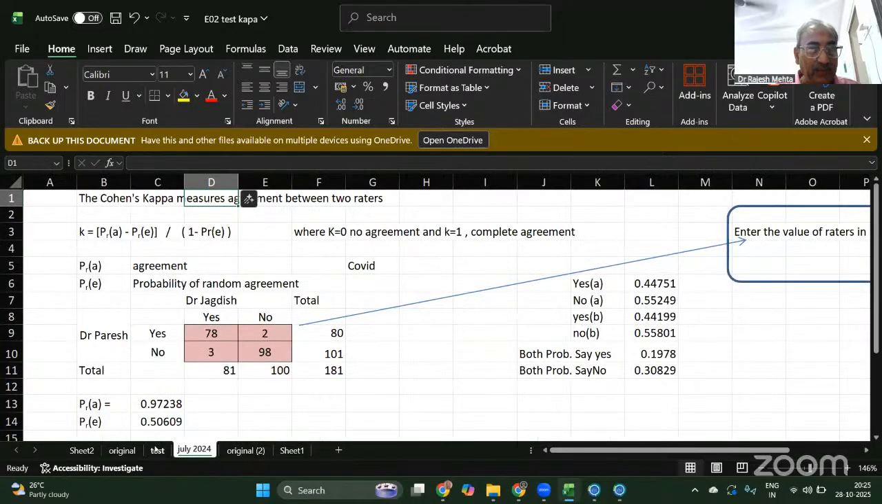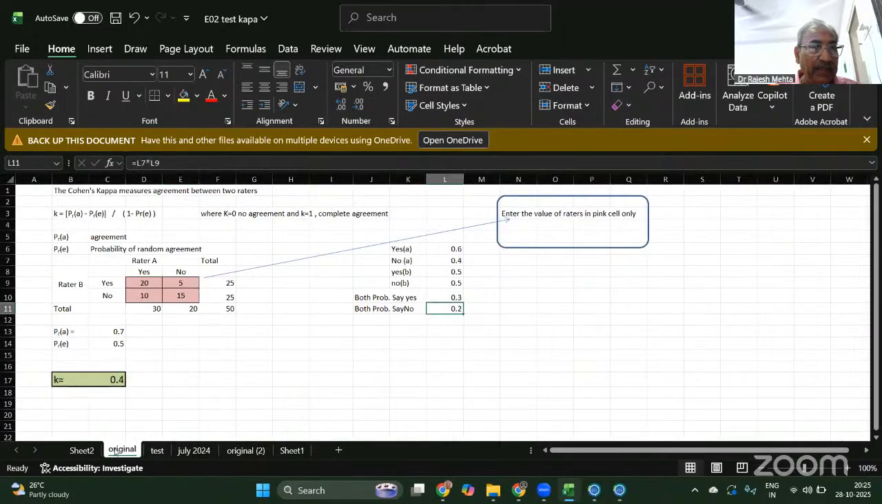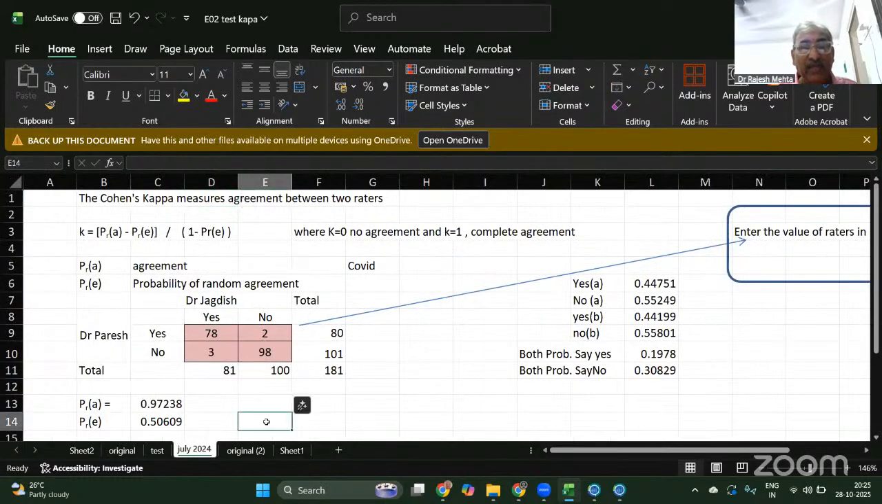This file is given to you and you can keep this original one, and the rest of the thing you can copy paste and teach others. If possible, start using the kappa test tomorrow onwards and teach a few of them.